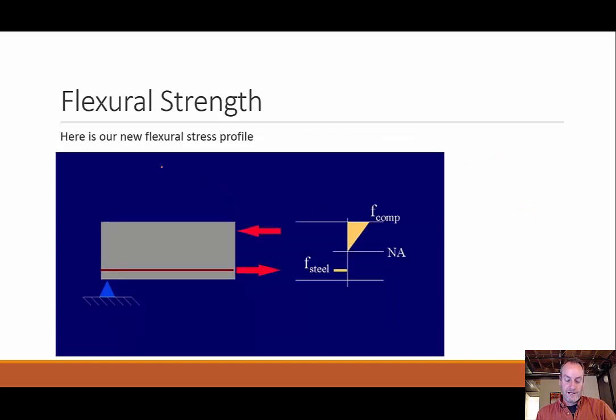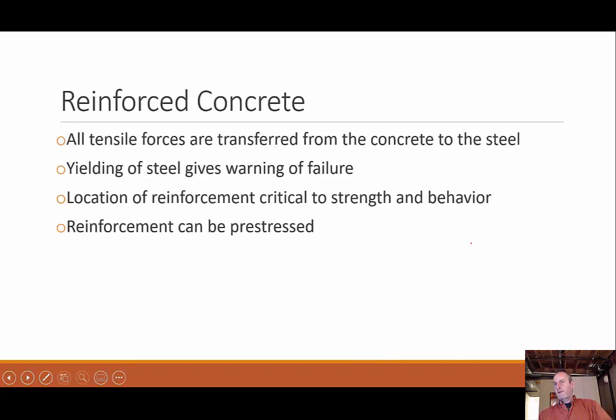So with that in mind, now let's look at our structural profile. I have the same triangular shape when it comes to the compression, but look at this lower half. I have replaced that lower triangle with just this single force. So this is how we design reinforced concrete: we assume this whole upper part, the compression part, is 100% being supported by the concrete. The tensile part down here is 100% being handled by the steel. And they should be balanced out in order to have this beam stable. So all tensile forces are transferred from the concrete to the steel, and yielding gives warning of failure.